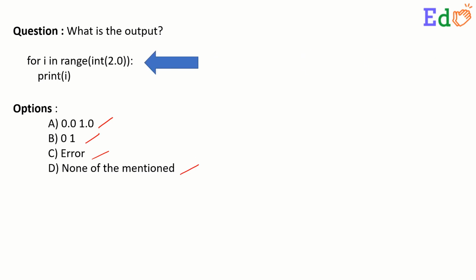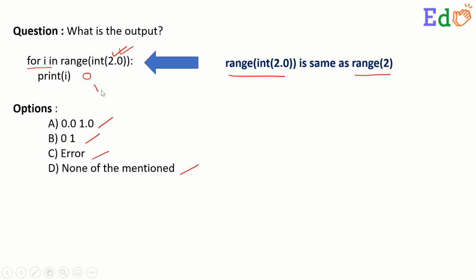Now if you look at this point, for I in range, inside the range we are using int of 2.0. So this is a float number and we are doing int. Now range int of 2.0 is same as range of 2 because here we are doing type conversion. So it will print based on this for I, it will print 0 then 1 in a new line format.